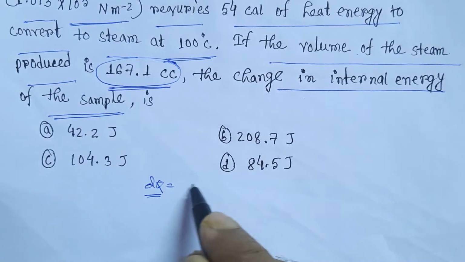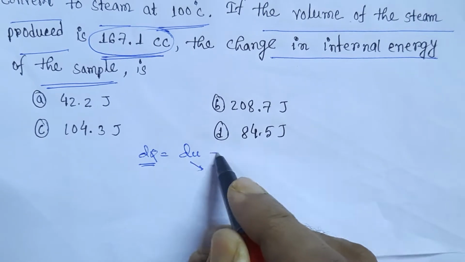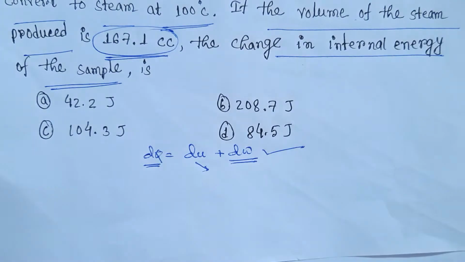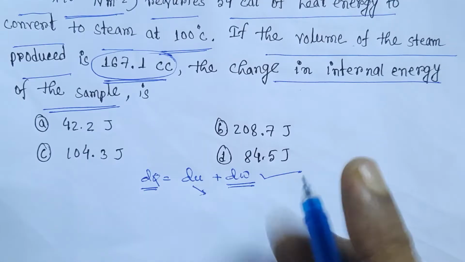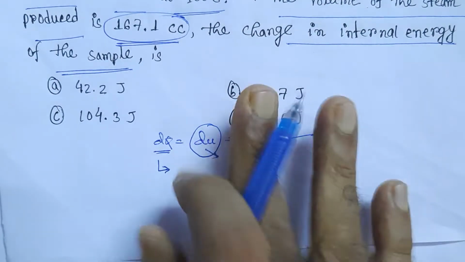Heat given to a system: a portion is used to change the internal energy, that is dU, and the rest is used to perform external work. So what we have to calculate is dU. First, let us see what dQ is.